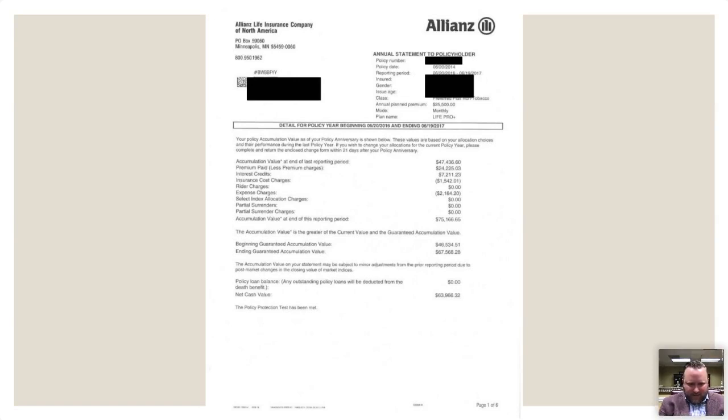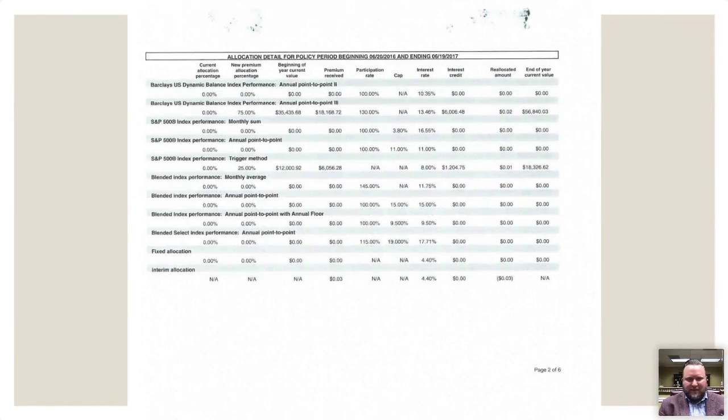Down at the bottom, we have net cash value. That is how much cash value is built up in the contract. And that's available to take out if you needed to take it out as well. These are the different crediting methods, the different indexes that we can link to inside of the contract. Every year we can change these. So the different columns show how much you have to each allocation, the current, and then the new premium.